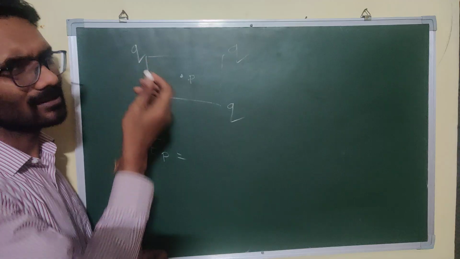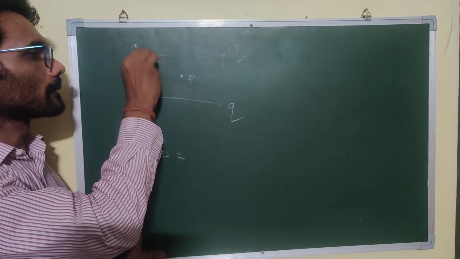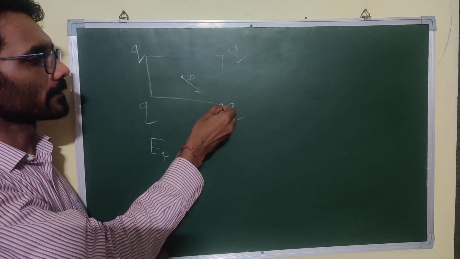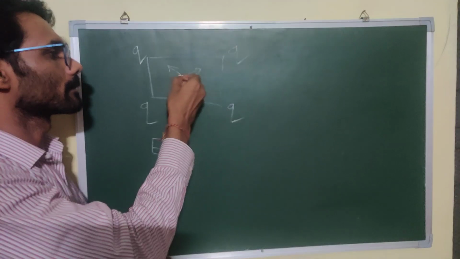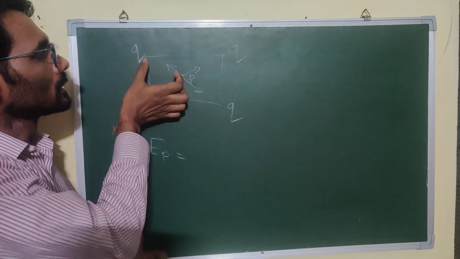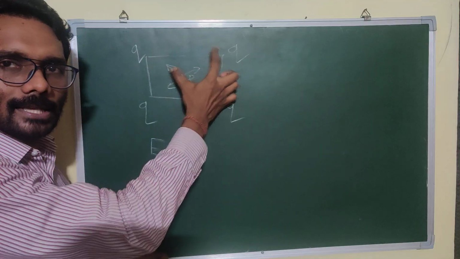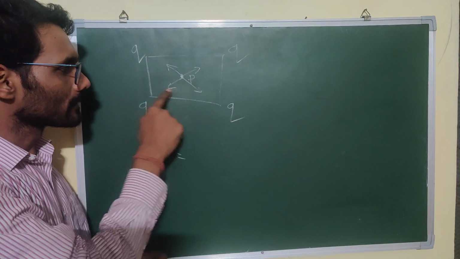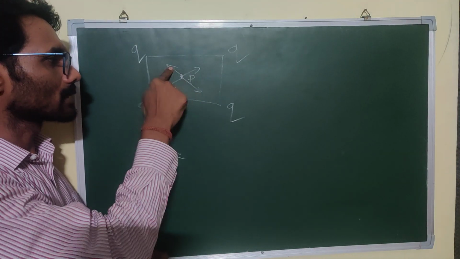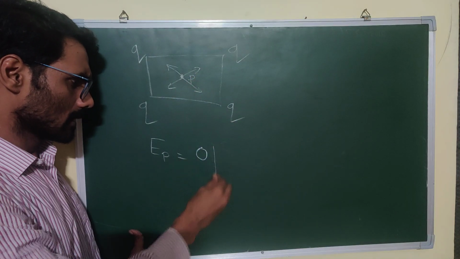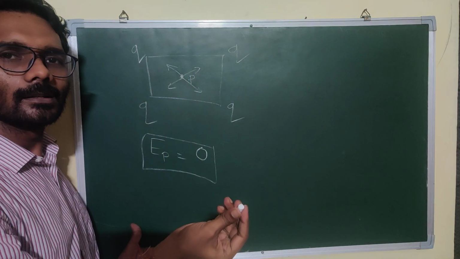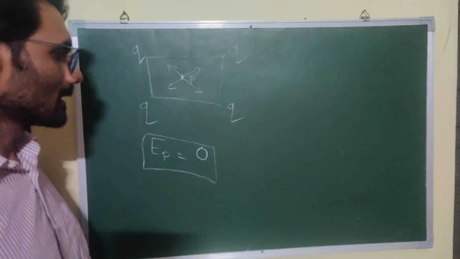So how to find out? This is very simple. Electric field for this charge in this direction, electric field for this charge in this direction, electric field in this direction, electric field for this charge in this direction. Charges are the same, distances are the same, so all electric fields are the same. Equal and opposite, they cancel each other. Net electric field is 0. Wow, this is very easy.